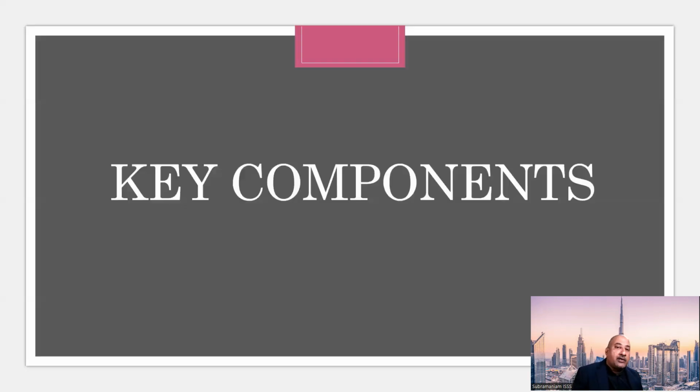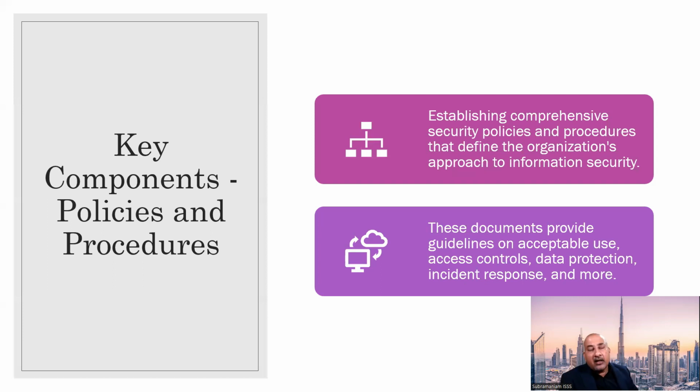Now, what are the key components of security governance? Policies and procedures. That's an administrative control. We have three different controls in information security: technical control, administrative control, and the physical control. So policies and procedures fall under the administrative control. When I say policies and procedures, I'm not saying that there are no processes, guidelines, etc. By saying policy and procedure, that means proper documentation needs to be in place for the people to follow.